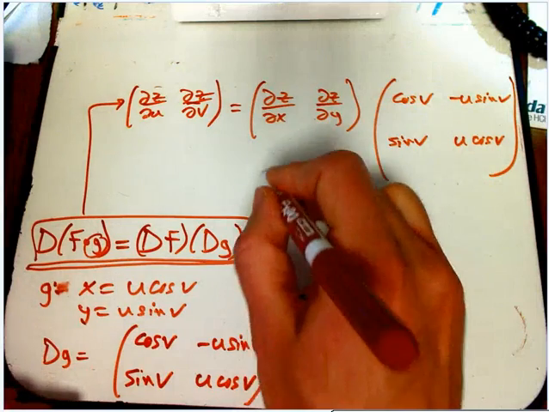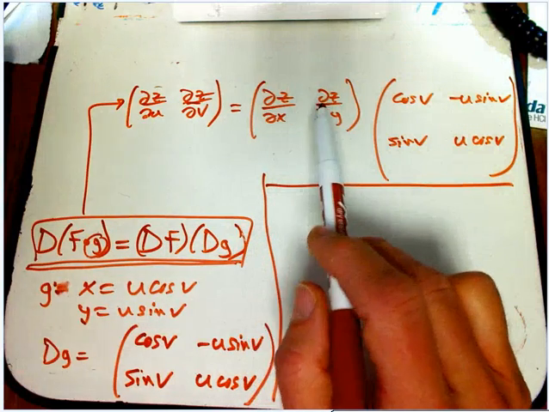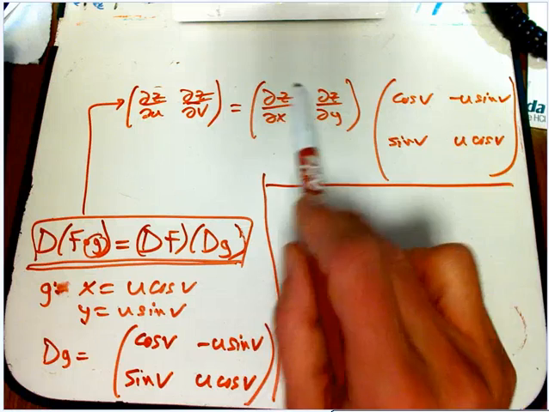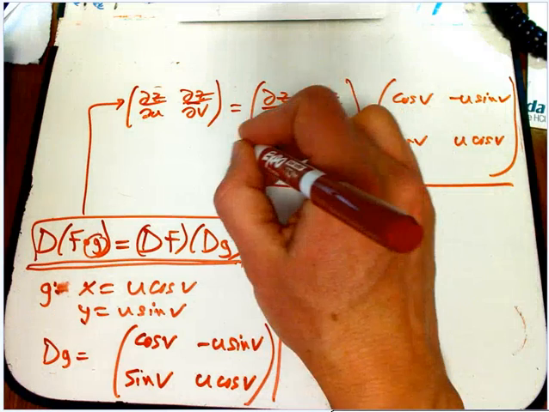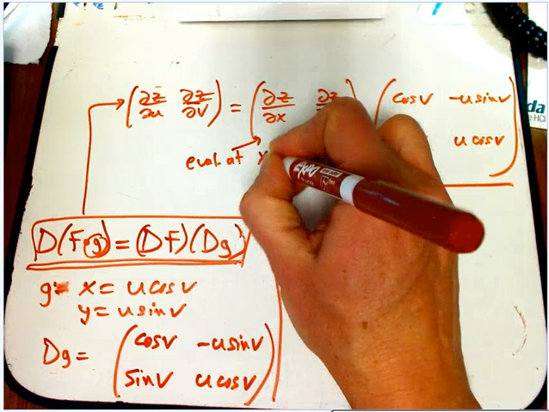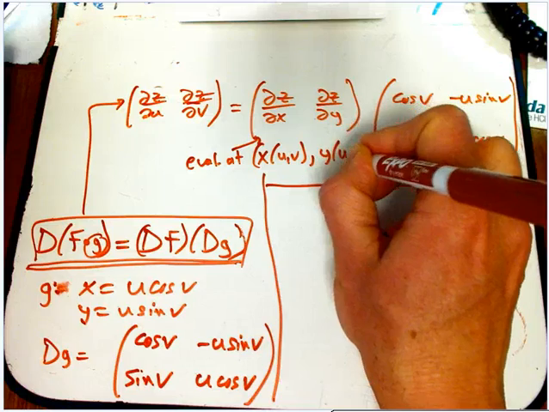So, for example, now there is a subtlety, the same subtlety we always have, which is that these dz dx have to be calculated at the right point. This has to be evaluated at x of whatever u and v you're interested in, and y of u and v, whatever you're interested in.